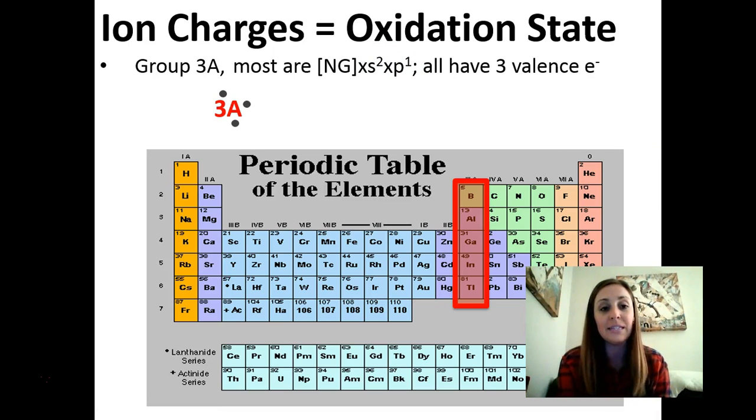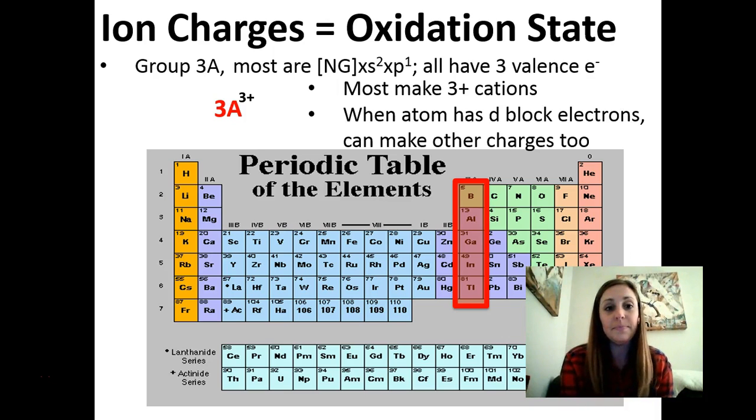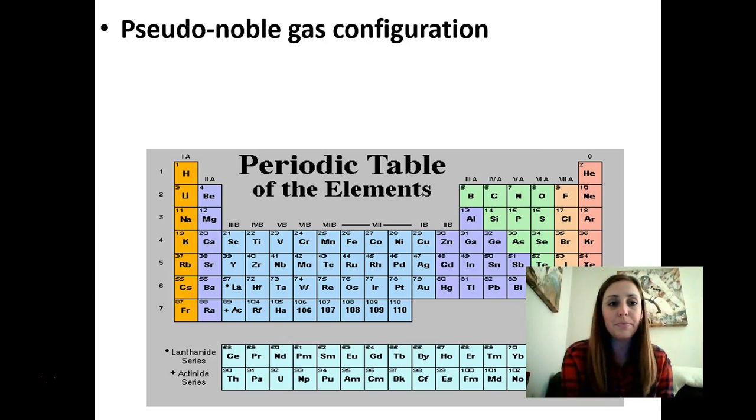They look like this. What's easier, to lose 3 or gain 5? Well, it's easier to lose 3. So it's 3+, so they make 3+ cations. When they have D block electrons too, sometimes they can make other charges. The general rule is a 3+.